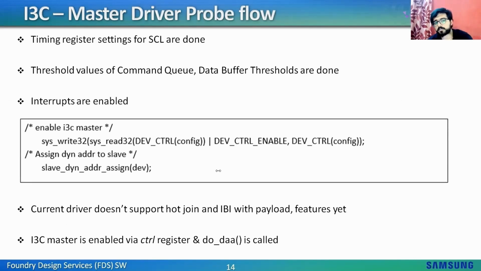So after this is done, address slots for dynamic address assignment of slaves are initialized, marking them as free addresses on the I3C bus, as shown in the code snippet screenshot below. This is the same as what we earlier discussed in the probe sequence diagram. We enable the master, and then we call this function for assigning the dynamic addresses to the slaves from the address slot array that we initialized earlier.